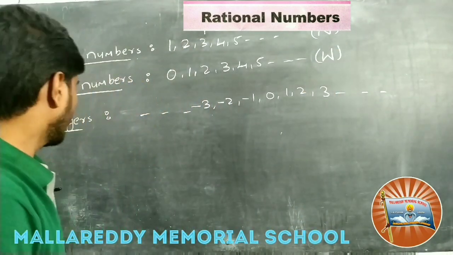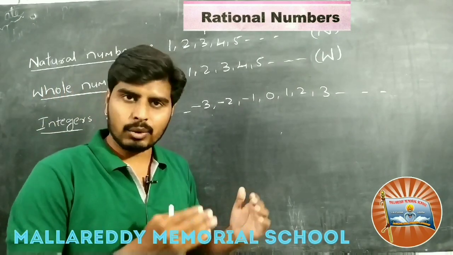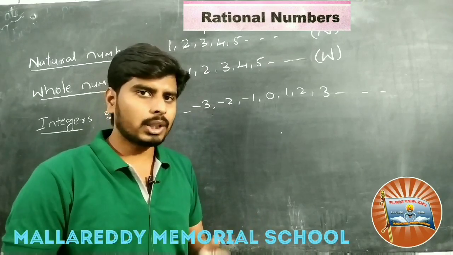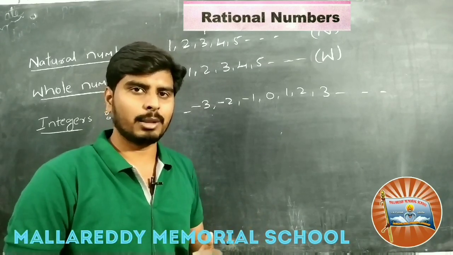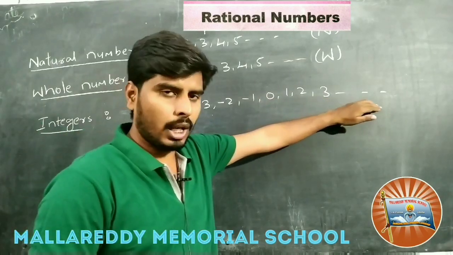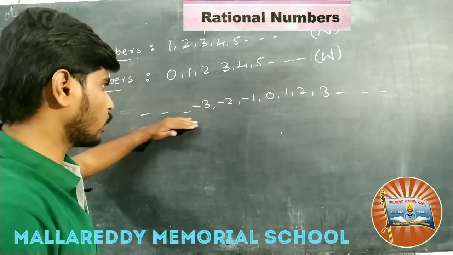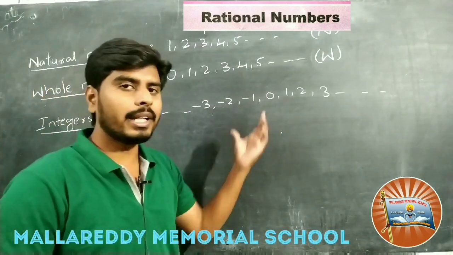Coming to integers: natural numbers with a negative sign and whole numbers together are called integers. It means 0, 1, 2, 3, and so on, and on the left side of 0, -1, -2, -3, and so on. So these are the integers here.